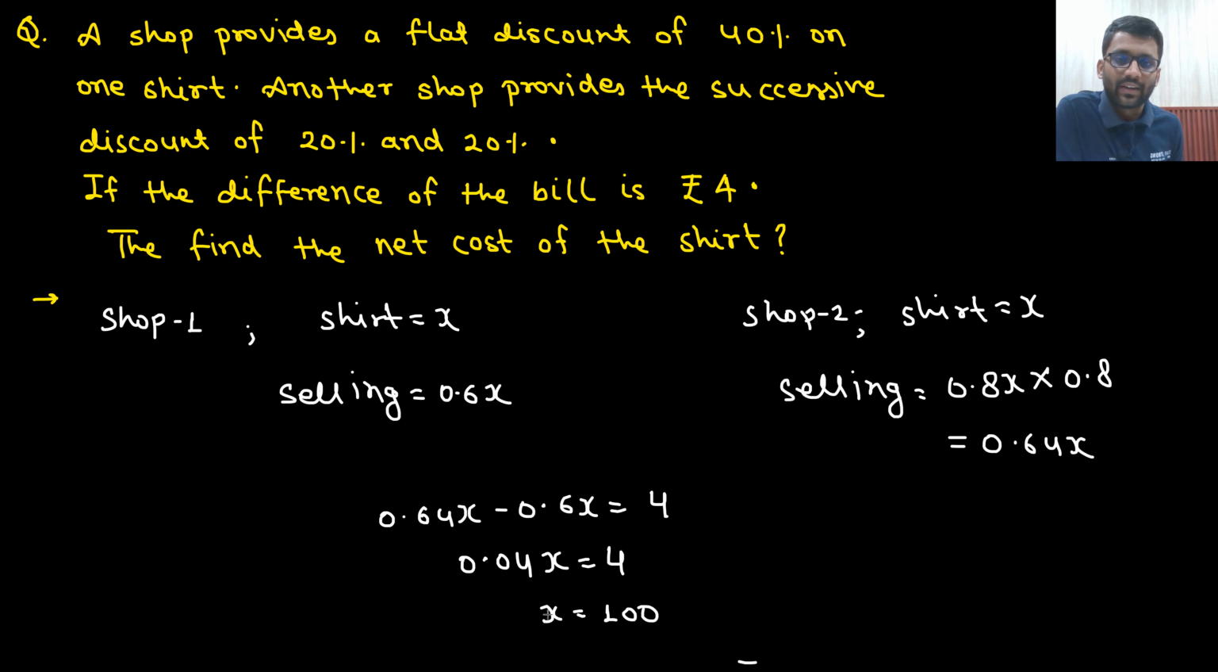That's it. So we'll find the net cost of the shirt. The shirt was of 100 rupees. What was the first shopkeeper doing? He was giving 40% discount. That means he was selling at 60 rupees.